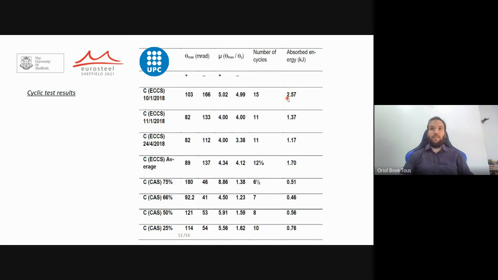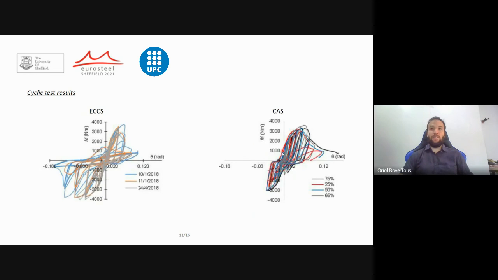Here we can appreciate that the absorbed energy in the ECCS is much higher than in the Castiglioni test. Also, the number of cycles performed in the ECCS is higher than in the Castiglioni tests. And this leads us to the conclusion that the Castiglioni test is more demanding because it achieves failure absorbing less energy. It is highlighted that in the Castiglioni test, the energy is mainly absorbed on the hogging side, while the ECCS can absorb energy on the sagging side.